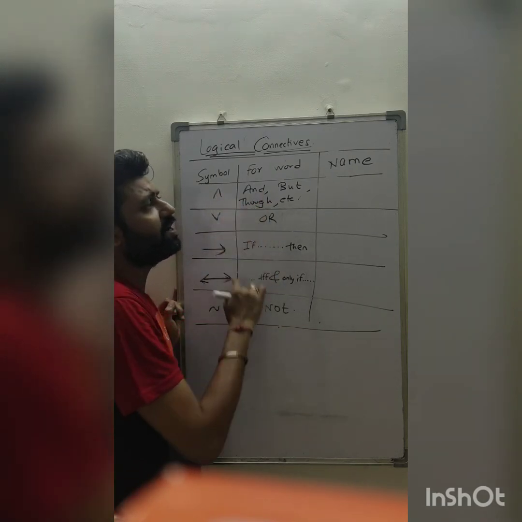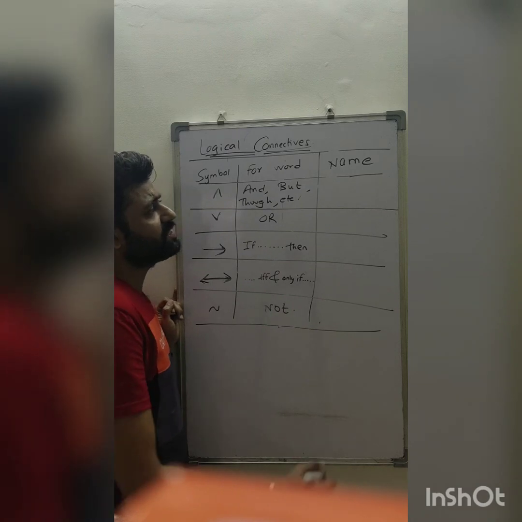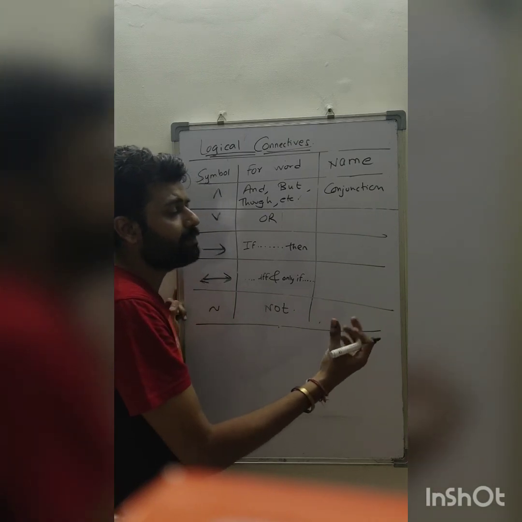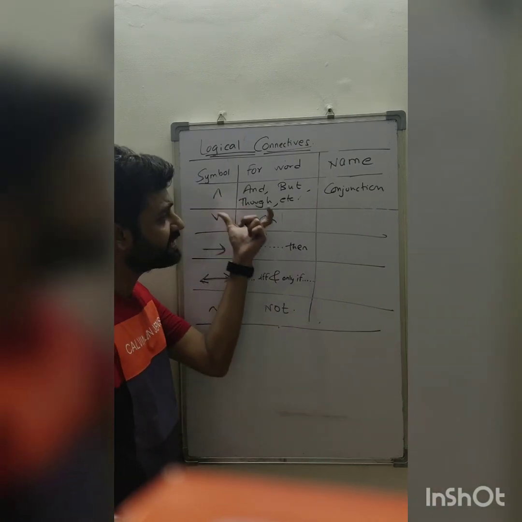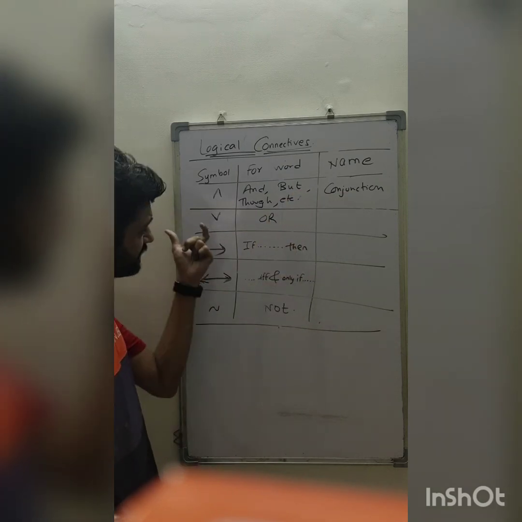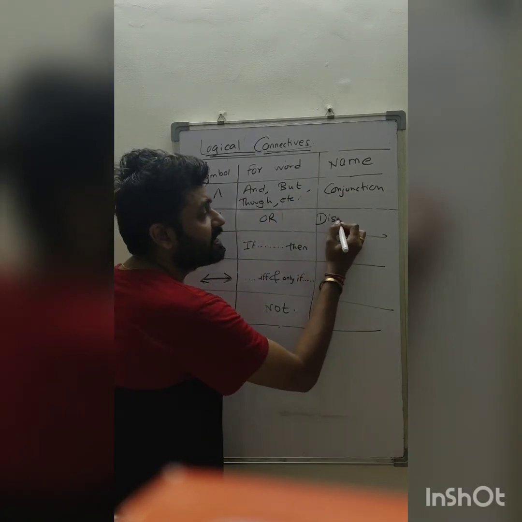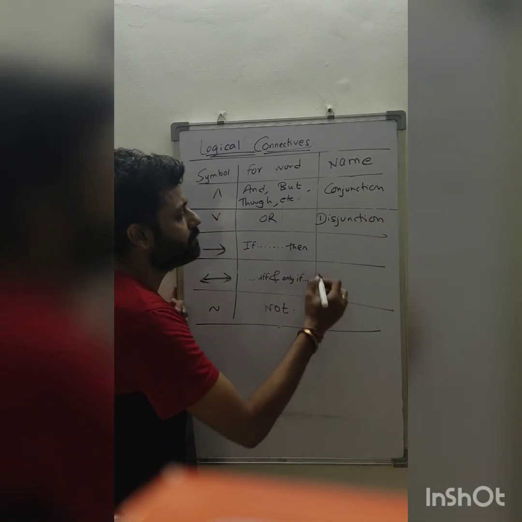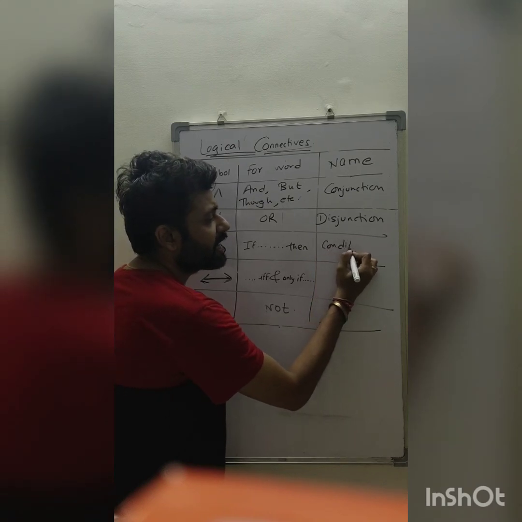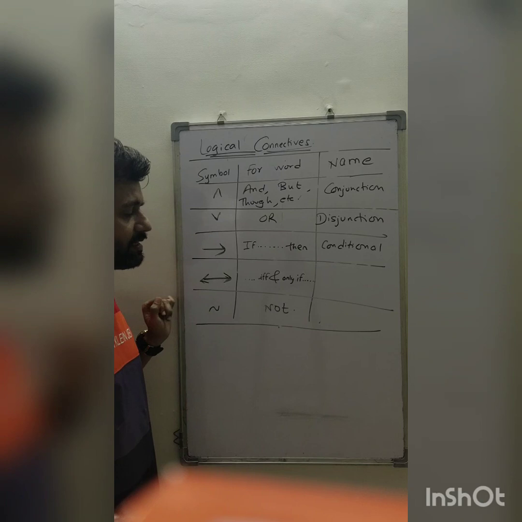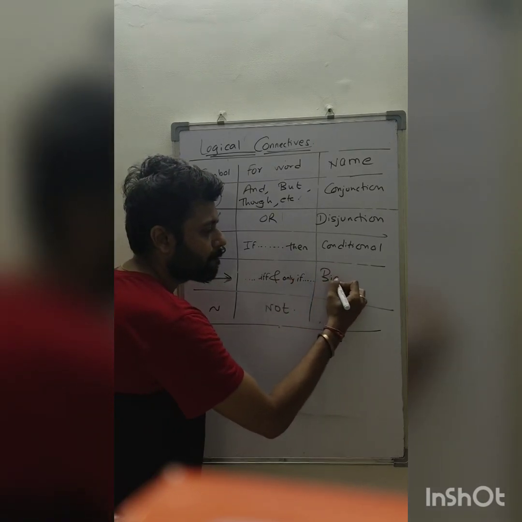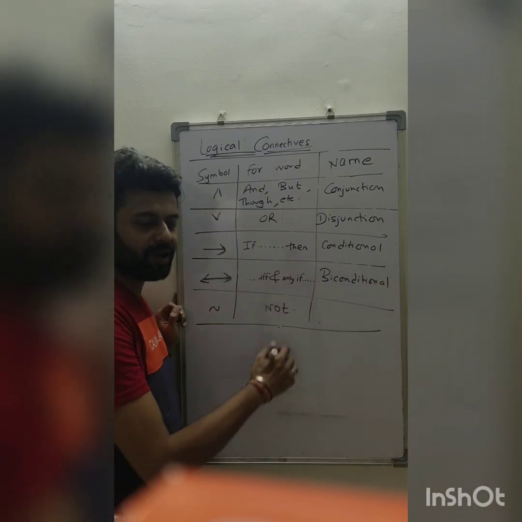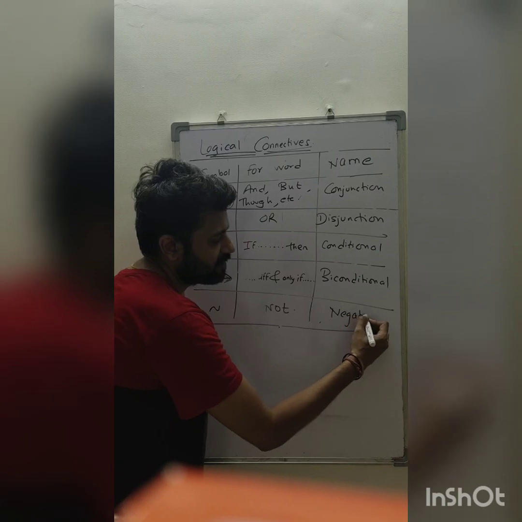These symbols, these words in mathematical logic are termed as conjunction. The compound statement is a conjunction. This type of connective is called disjunction. This connective is called conditional. This is called biconditional. And this symbol is called negation.